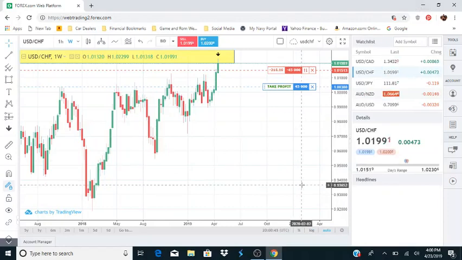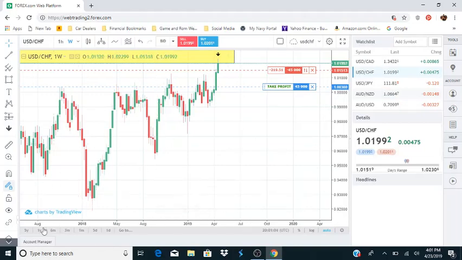So today we're going to go over USD/CHF. This will be my third update on the currency pair. It's currently trading in the 1.0199 range. So what do I have to tell you about this currency pair? Right now the currency pair is trading way above where I told you I was going to initially get in.